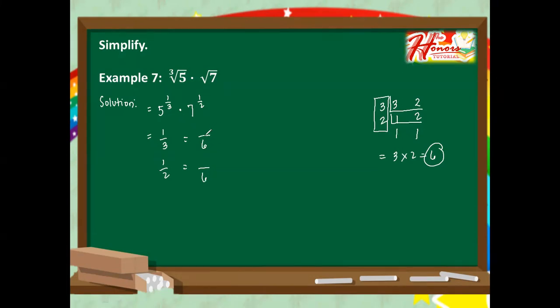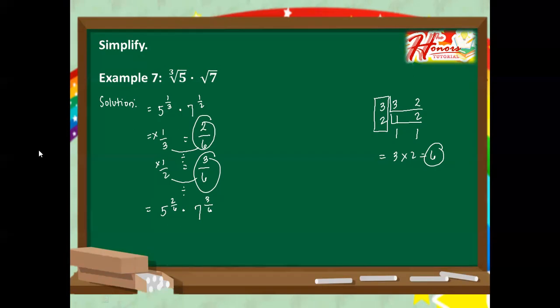For us to get the numerator, we will be dividing them. 6 divided by 3, that's 2, times 1, that's 2. And then 6 divided by 2, that's 3, times 1, that's 3 still. So now, our equation will be 5 raised to 2 over 6 times 7 raised to 3 over 6.